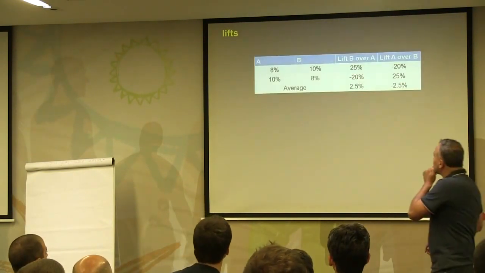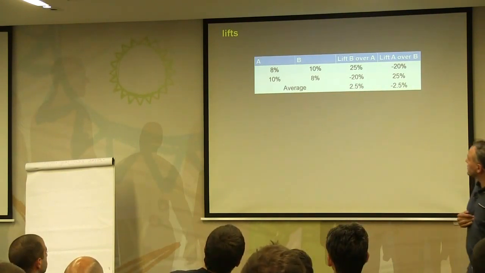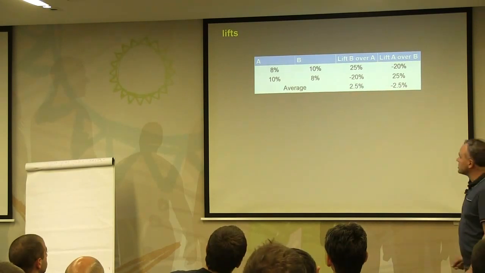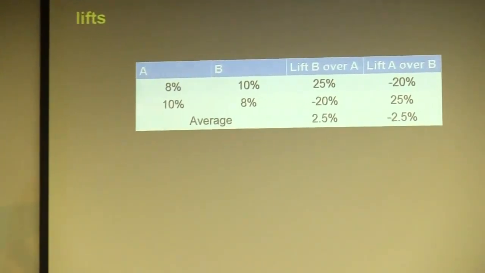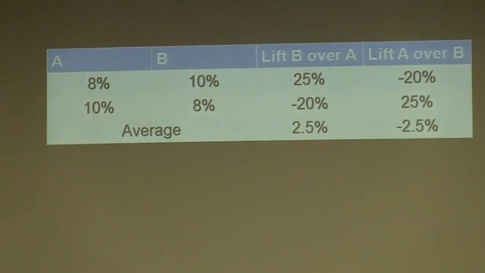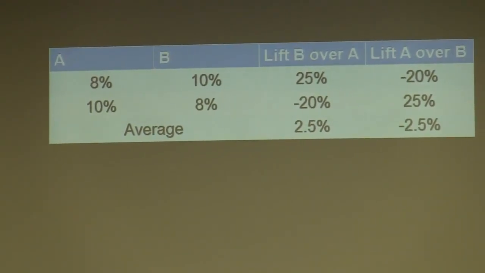Here I gave you an example. In the first row, A did 8%, B did 10%, so the lift of B over A is 25%. In the second, A did 10, B did 8, the lift is minus 20. So you conclude, if you do B over A, you say B is better. If you do A over B, you conclude A is better. What's happening here? How can it be?